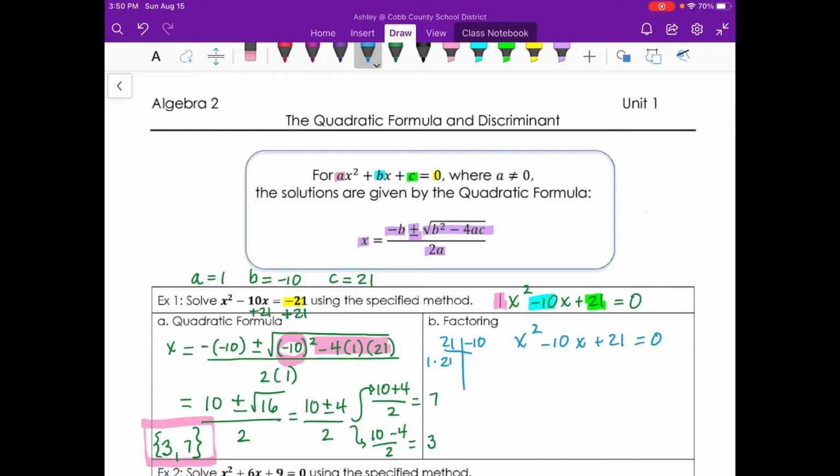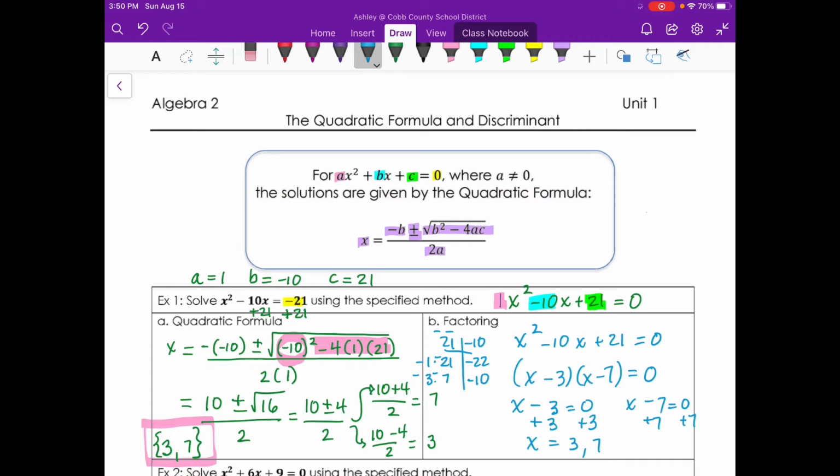We could try 1 and 21. They both need to be negative to give us a positive result for the product, and a negative sum. That adds up to negative 22. So then I'll try 2, doesn't go into 21, but 3 does. And negative 3 and negative 7 gives me negative 10. So I've got x minus 3 and x minus 7. And that was a lot quicker than plugging into the quadratic formula, because my solutions are positive 3 and positive 7 when we add the 3 to the other side, and we add the 7.